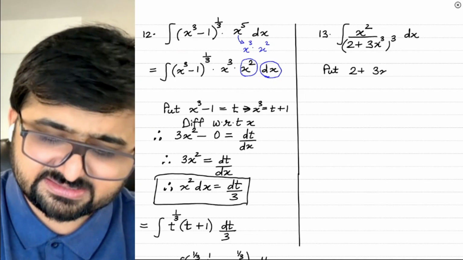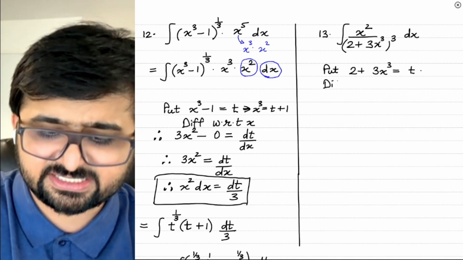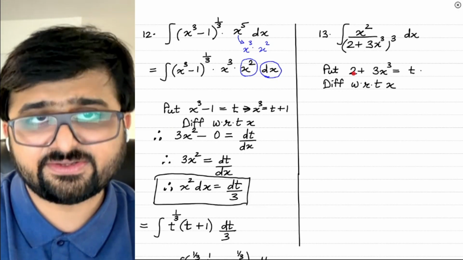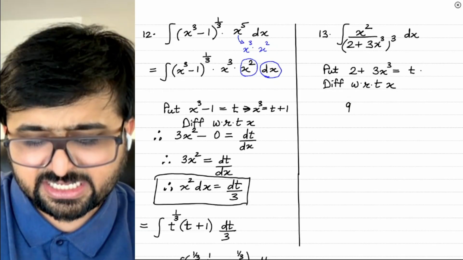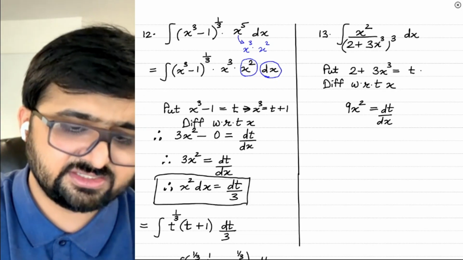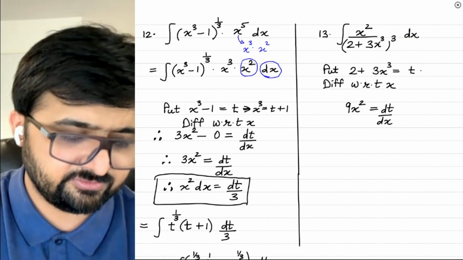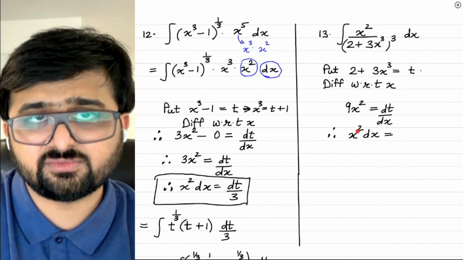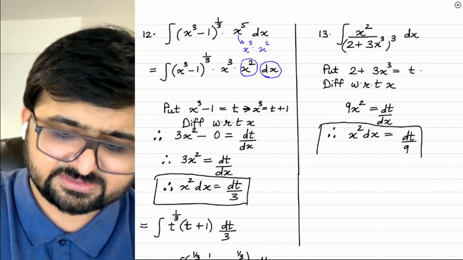So we can say here, put 2 plus 3x cube is equal to t. Therefore, differentiate both the sides with respect to x. Derivative of 2 with respect to x is 0, don't write it. Derivative of 3x cube is 9x square, equal to dt by dx. If you notice here, we need x square dx. If you want x square dx from here, therefore we get x square dx, take dx in the numerator and 9 in the denominator, is equal to dt by 9. Okay, that is our substitution.